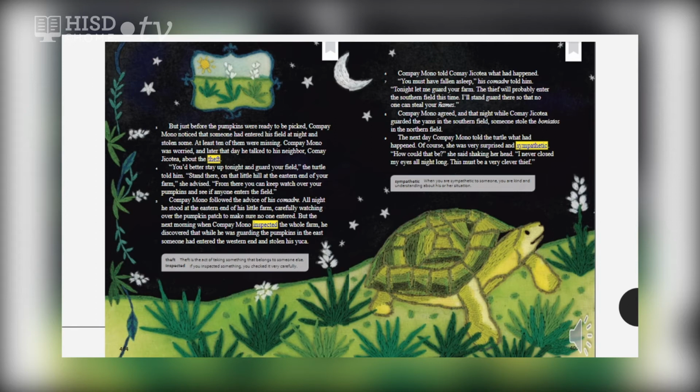"You'd better stay up tonight and guard your field," the turtle told him. "Stand there, on that little hill at the eastern end of your farm," she advised. "From there, you can keep watch over your pumpkins and see if anyone enters the field." Compe Mono followed the advice of his comadre. All night he stood at the eastern end of his little farm, carefully watching over the pumpkin patch to make sure no one entered. But the next morning, when Compe Mono inspected the whole farm, he discovered that while he was guarding the pumpkins in the east, someone had entered the western end and stolen his yucca.